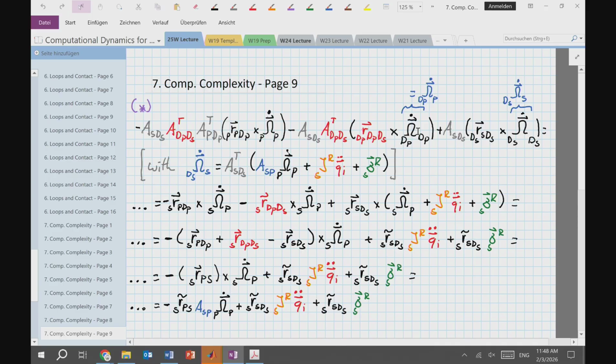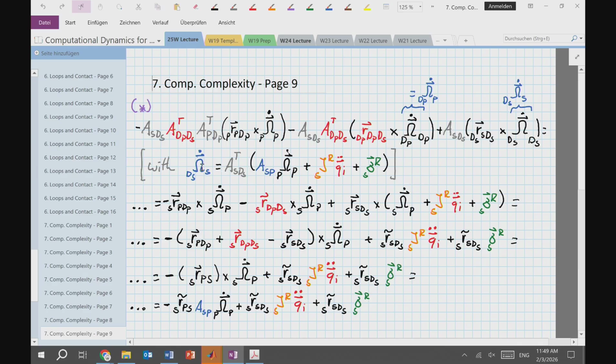An important realization here is that the predecessor body and predecessor joint coordinate system move with the same rotational rate. So it doesn't matter whether I write dp or p. And the same holds for the successor. It doesn't matter whether I write ds or s. So I can express all of this either as a function of the angular velocity of the predecessor body, or of the angular velocity of the successor body, or angular acceleration.